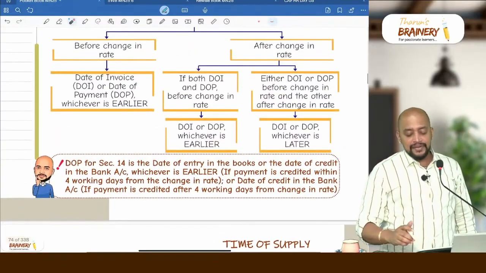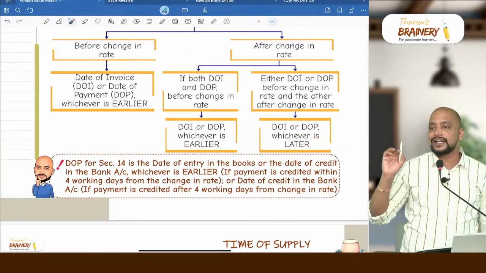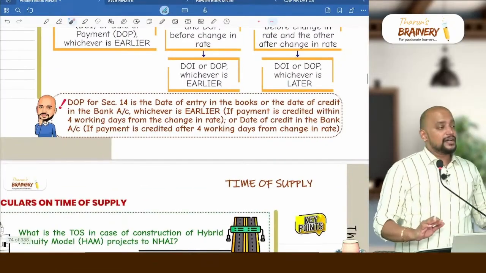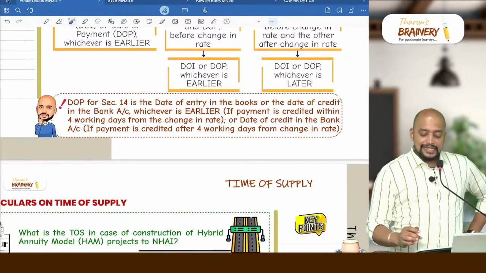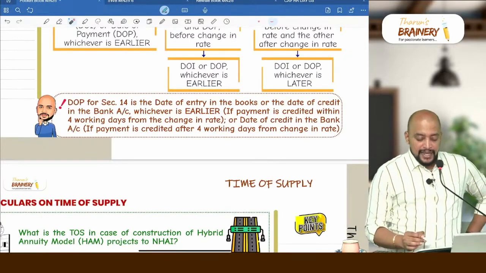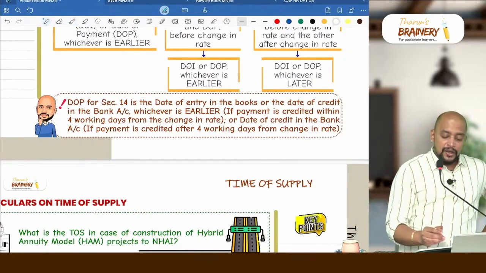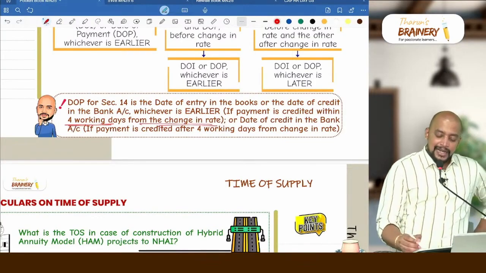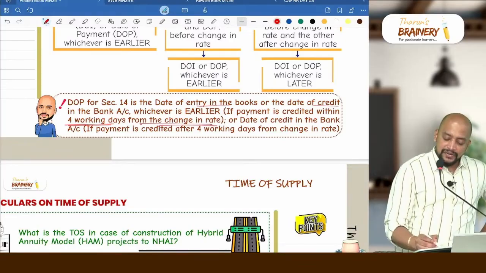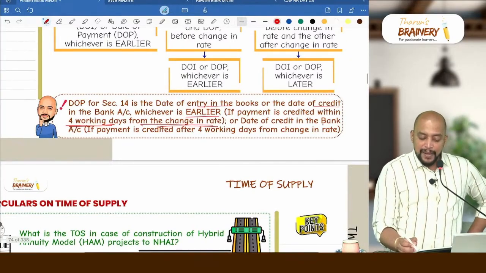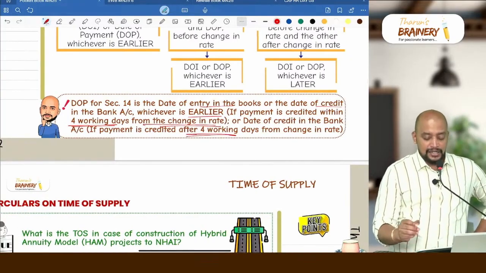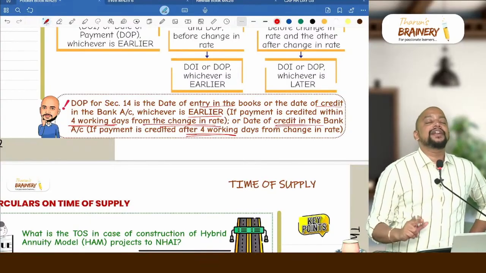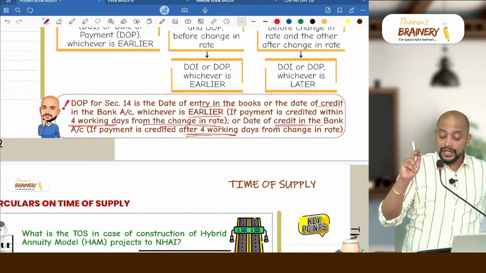Okay, here again we have one provision related to whichever is later, mark that. So date of invoice or date of payment, whichever is later. So as per section 14, what is considered as the date of payment? If the payment is credited within 4 working days from the change in rate, then entry date or credit date, whichever is earlier. If the credit in the bank account is beyond 4 working days, only the date of credit in the bank account will be taken. So this point, don't forget, you apply it only in case of section 14.